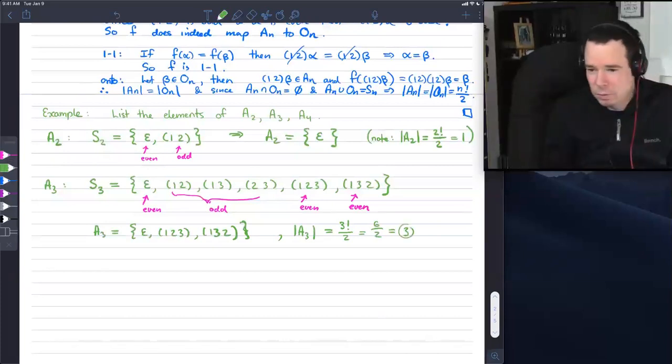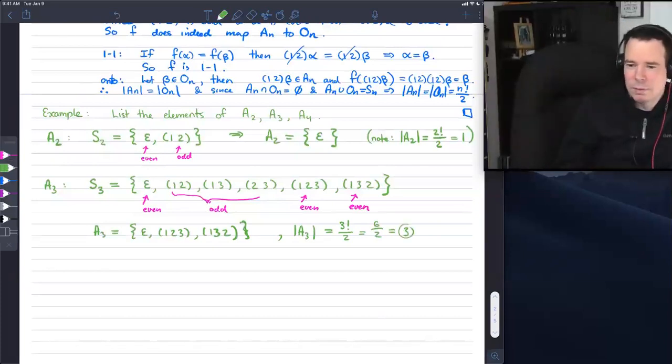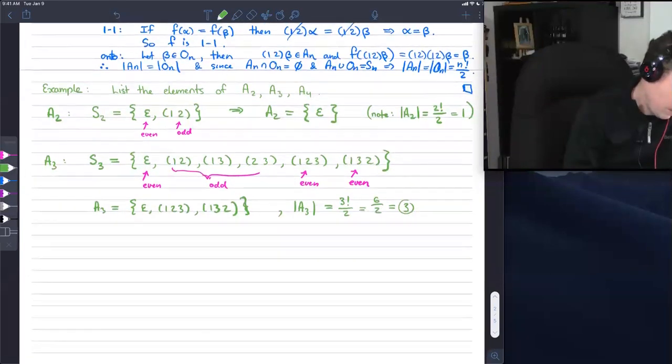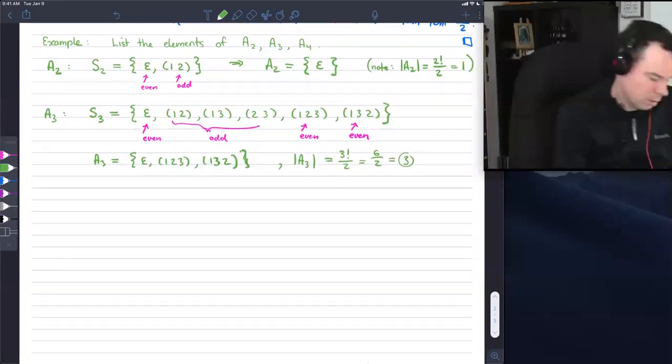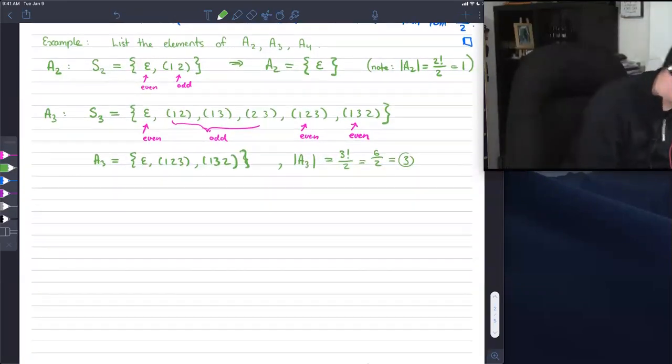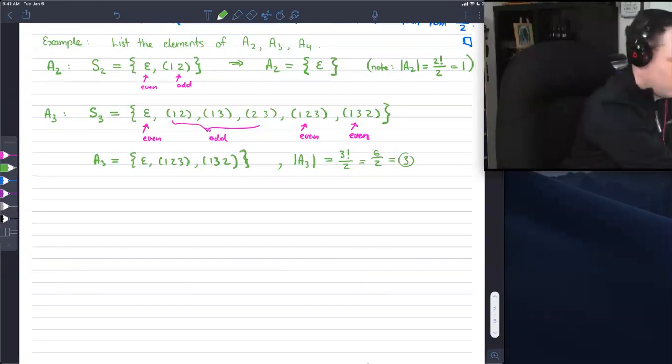And in fact, it is. We found 3 permutations which are even. So again, that's just illustrating the theorem that tells us we can count how big this set is without actually having to list the elements. But for getting practice as to what even permutations look like, we're going to list the elements. All right, next we are going to go with A4.